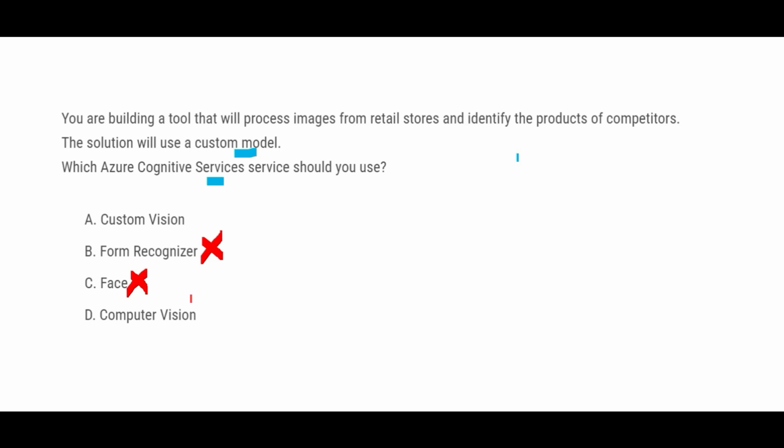Now computer vision, and custom vision is a part of computer vision. Computer vision is to analyze videos and images. And custom vision is specifically designed for this use case, where you have images and you have to make sense out of that. You want to feed it to a model. Since we are talking about using a custom model here, we cannot give a generic answer like computer vision. We have to be more specific, and hence we choose custom vision.